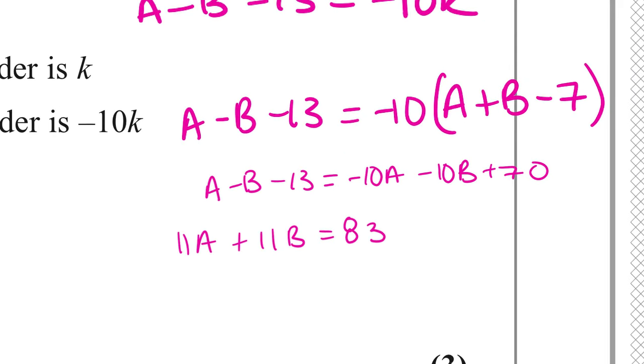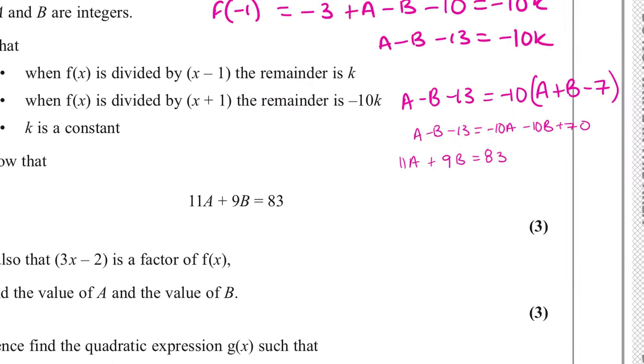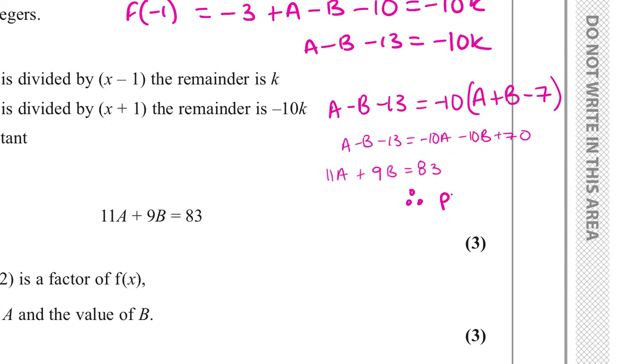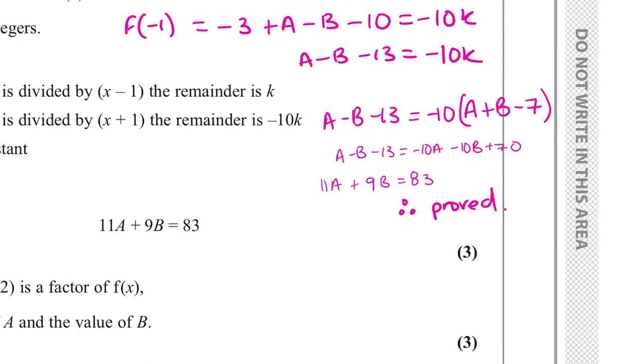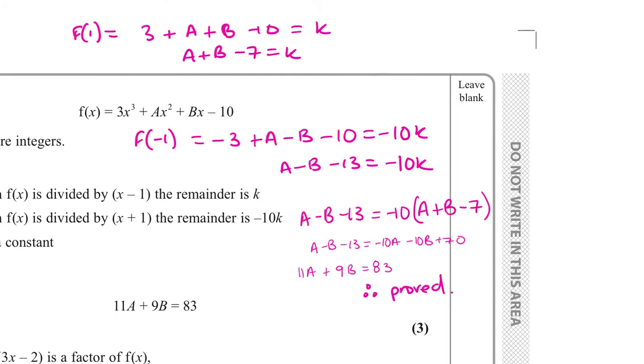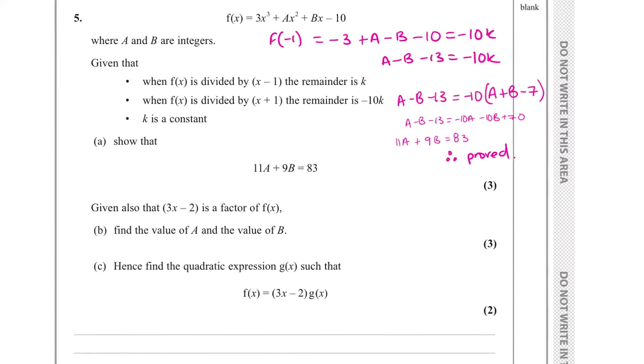Why is it minus 13? Isn't it minus 7? Because when you expand it, minus 3 minus 10 is minus 13. Isn't it plus? No, because minus 1 cubed is negative 1, so it's negative 1 times 3. Perfect. So we've proved it.